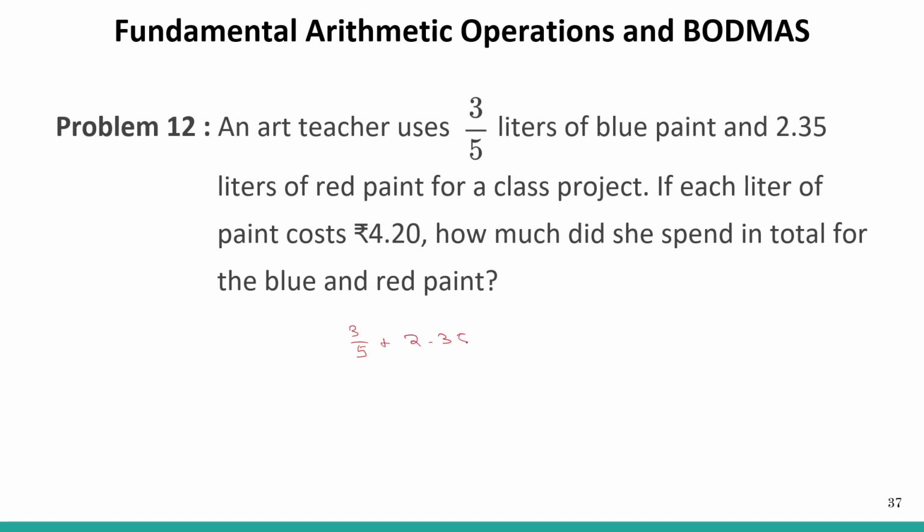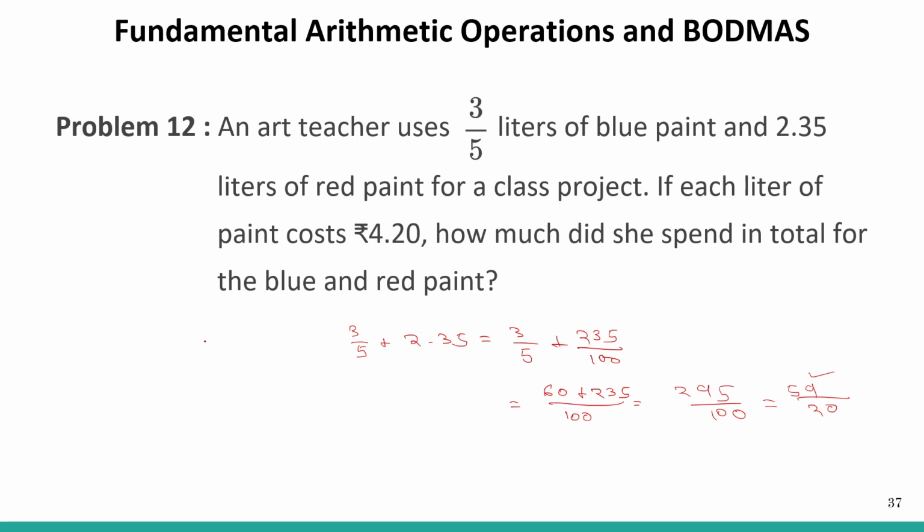plus 2.35, and converting the decimal to fraction, we get 3 by 5 plus 235 by 100. This is nothing but 100, and then into 20, so 20 into 3 is equal to 60 plus 235. So it will be equal to 295 by 100, which is 59 by 20. So this is the total amount of both types of paint.